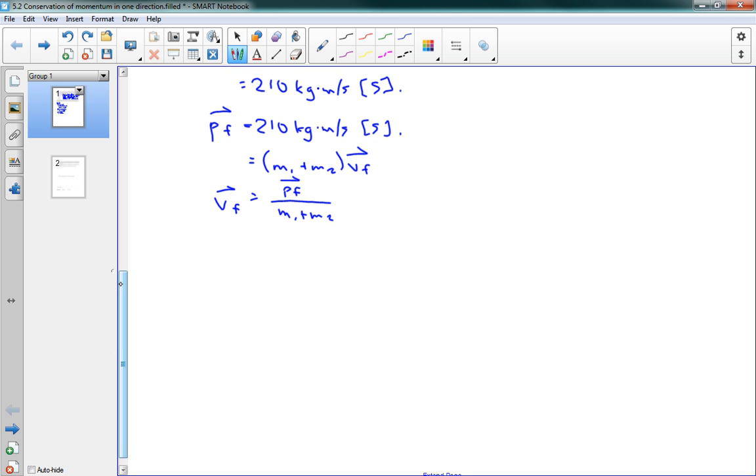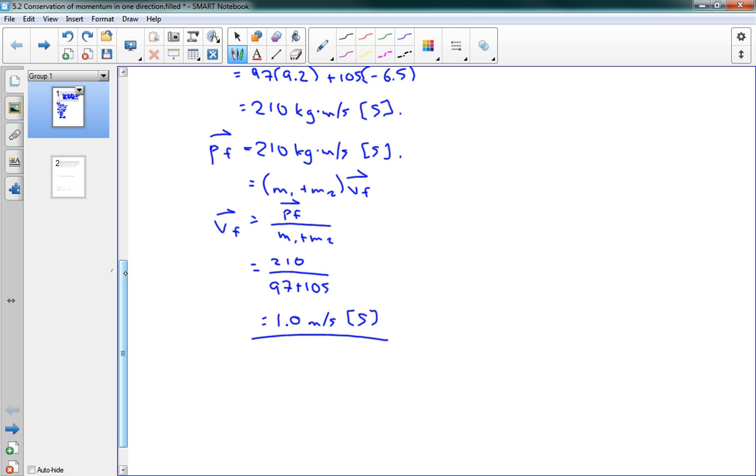And now we can just plug in some numbers here. So we had our final momentum, 210, divided by m1 is 97, plus m2, 105, and this gives us 1.0 meters per second south. That was our total initial momentum. This is our total final momentum. There we go. That's our final answer. Now you can see this is fairly easy because we're dealing just in one dimension, but we could have two-dimensional problems just with vector addition as well.